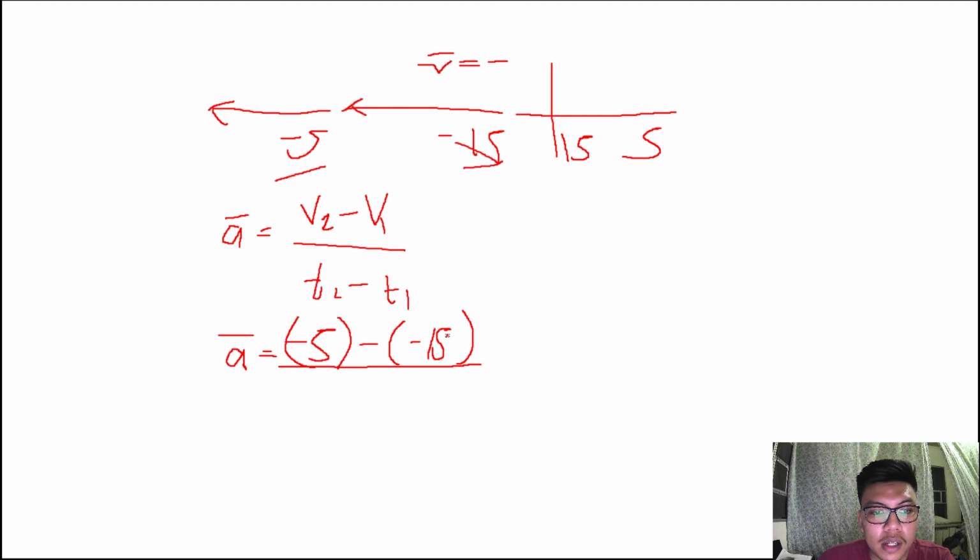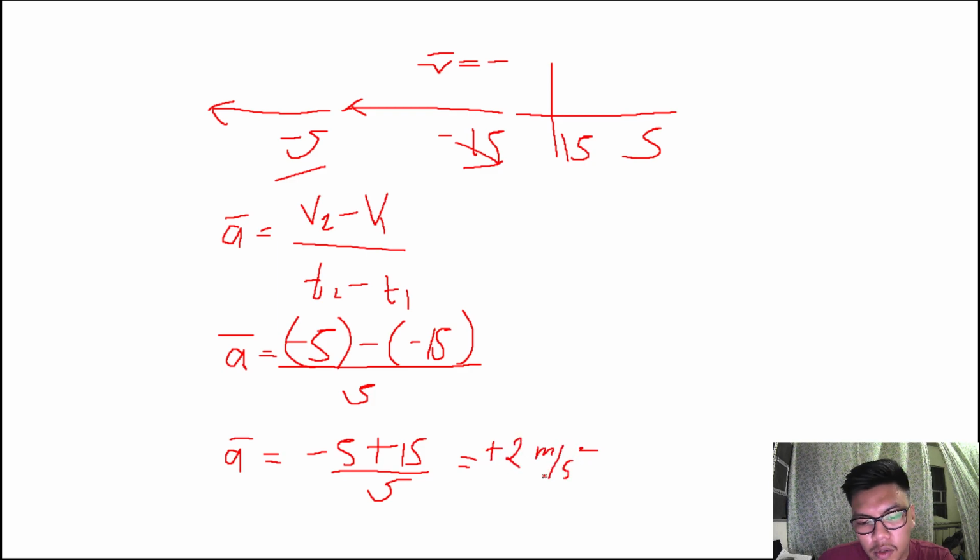Tingnan natin mangyayari. So, supposedly, deceleration ang lumabas. Tingnan natin kung magne-negative yung acceleration. So, we have a bar is equal to negative 5 plus 15 all over 5. So, that will be equal to 10 over 5. That is positive 2 meters per second squared. Okay? So, pansinin, deceleration siya pero positive.